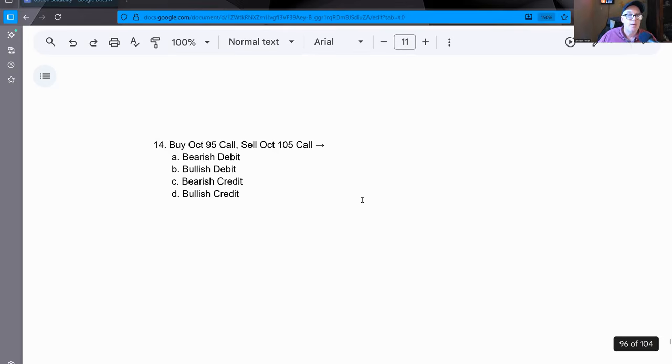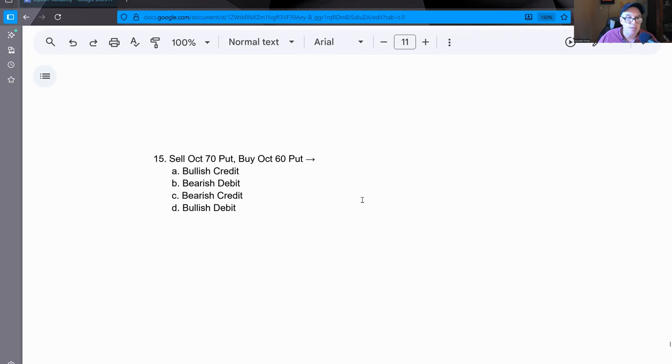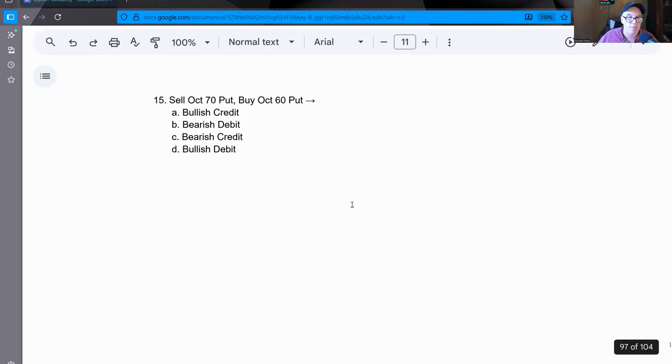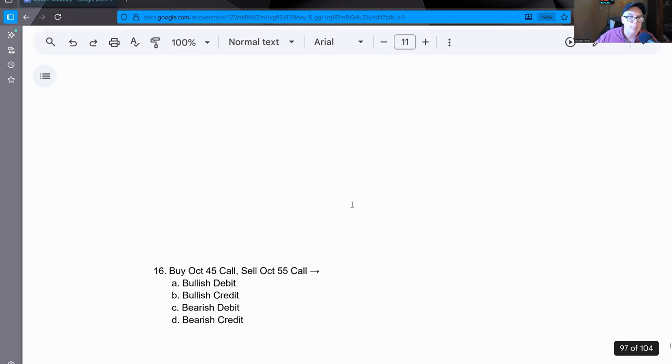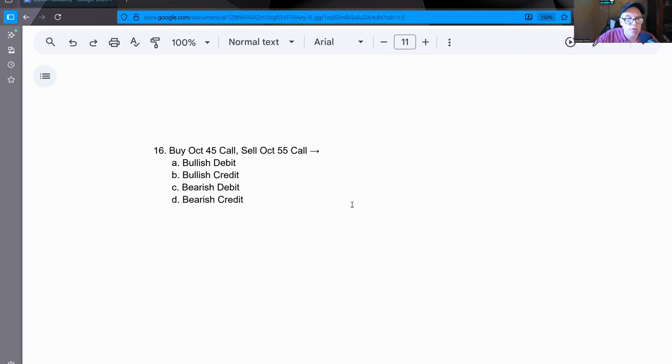14. It's the same month, so you look for the strikes. The lower call or the higher put strike. Figure it out. Credit or debit, buy, sell. 15. Same months. The higher put or the lower call. The higher put. Find the dominant. Is that a buy or a sell? Buy means debit, sell means credit. Last one, buy a 45 call, sell an October 55 call. Which is the dominant? Remember, the lower strike call or the higher strike put. This is a call, so obviously it's the lower, and we'll go from there.